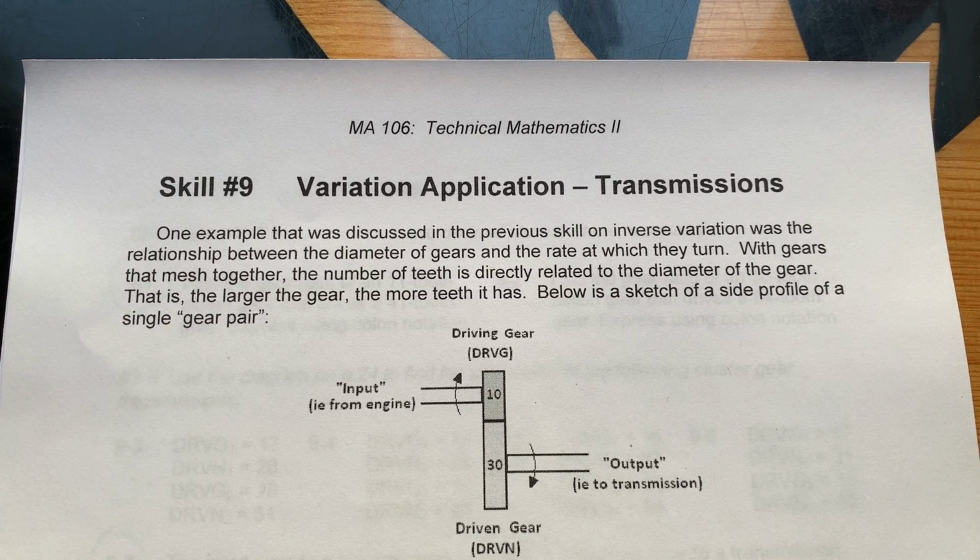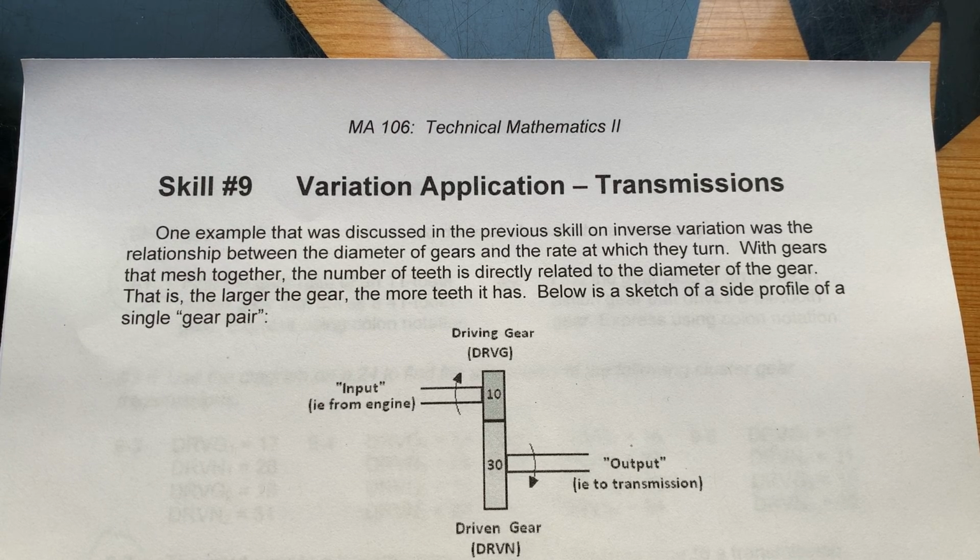Okay, so skill number 9 is next. This is a variation application related to transmissions, and what we're going to be finding are different gear ratios that you would see in a transmission. So in your transmission, as I understand it, you have a bunch of gears that you're shifting through, and the higher the gear allows your car to go faster while the engine works a little bit less hard.